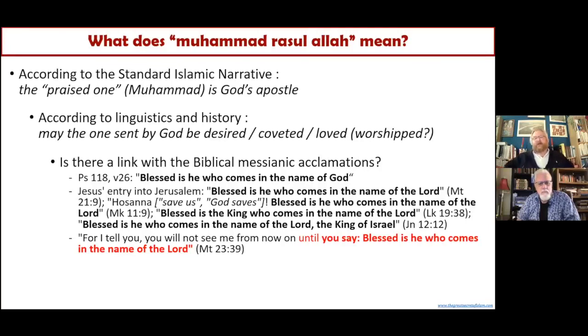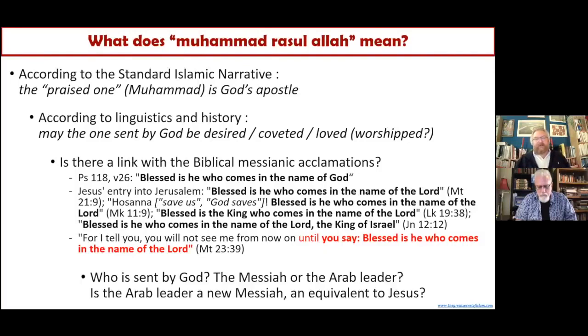We have this in every gospel, and we have something more when Jesus tells his disciples, in Matthew 23: for I tell you, you will not see me from now on until you say, blessed is he who comes in the name of the Lord. This is very, very close to the phrase Muhammad Rasulullah. This is very close to may the one sent by God be desired, be worshipped.